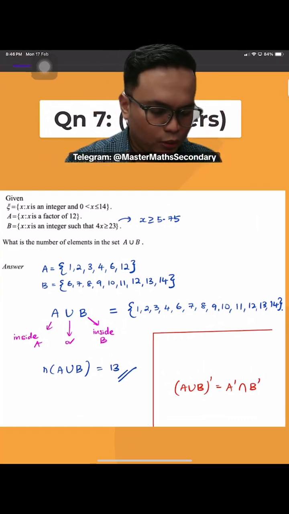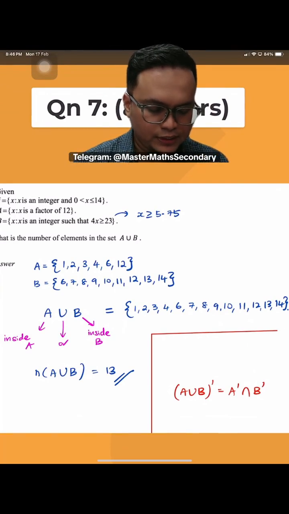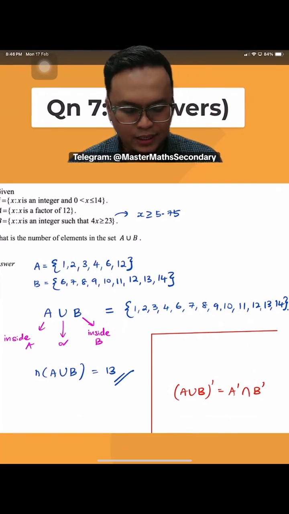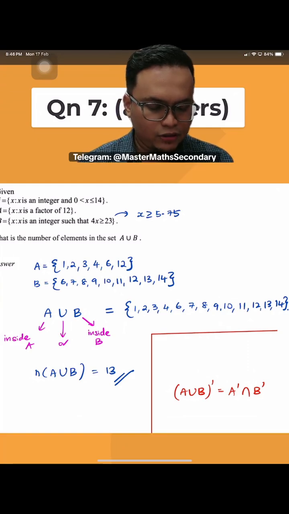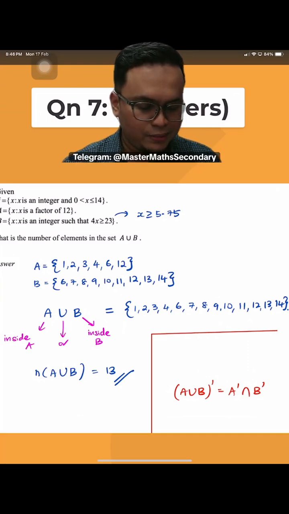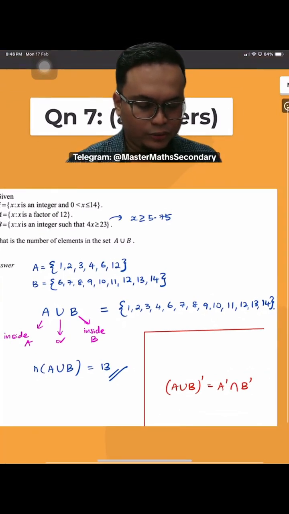Okay, so we list down 1, 2, 3, 4, 6 because they come from A. Then 7 all the way to 14 comes from B. Which is why all these elements are listed, and you have 13 elements altogether.